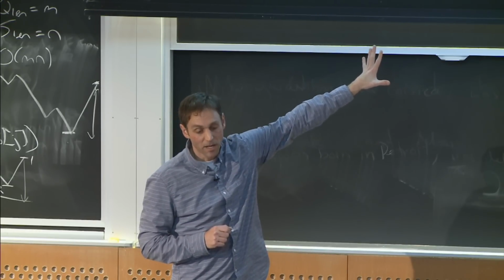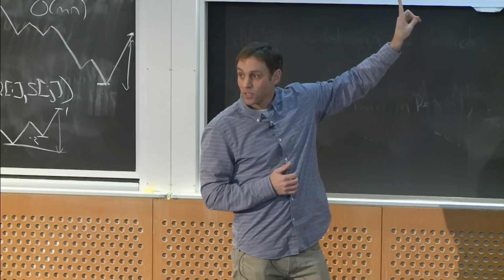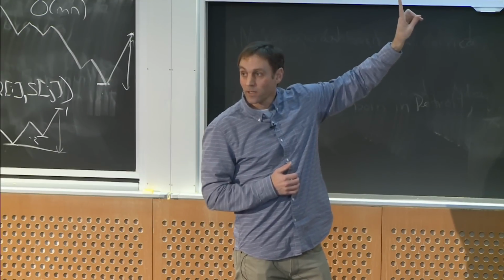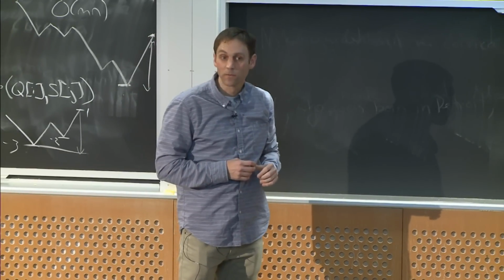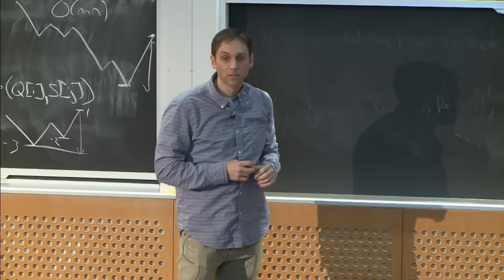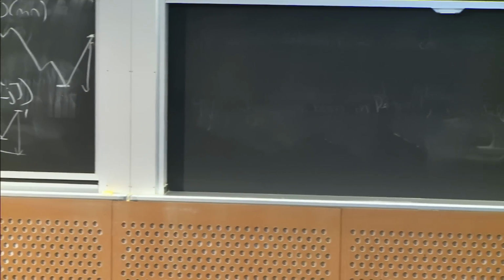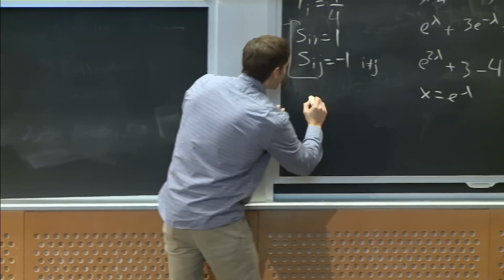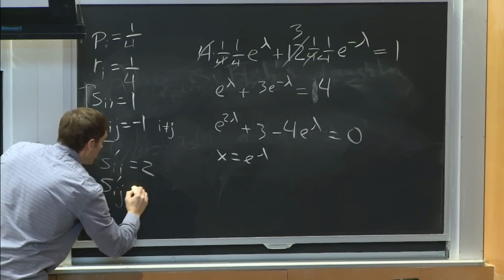It satisfies this equation. So what if we double the scores? Instead of plus 1, minus 1, we use plus 2, minus 2. What would then happen? You can see that the original value of lambda wouldn't necessarily still satisfy this equation. But if you think about it a little bit, you can figure out what new value of lambda would satisfy this equation. I'm going to double the score, and we solve for the lambda that solves it with these scores. Now we're going to have new scores: Sii prime equals 2, Sij prime equals minus 2.